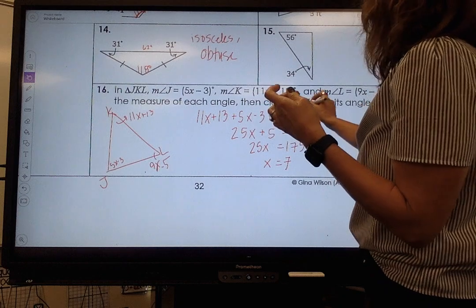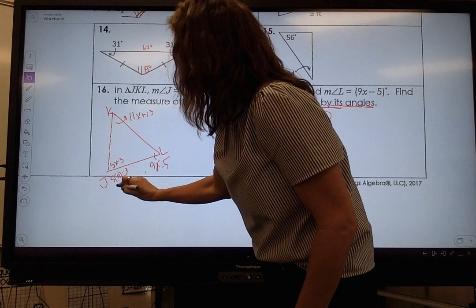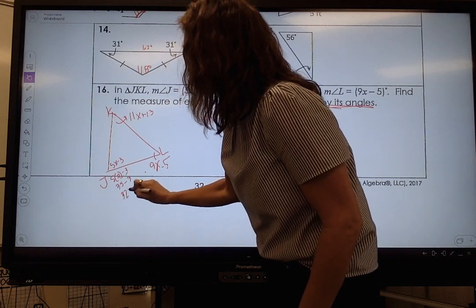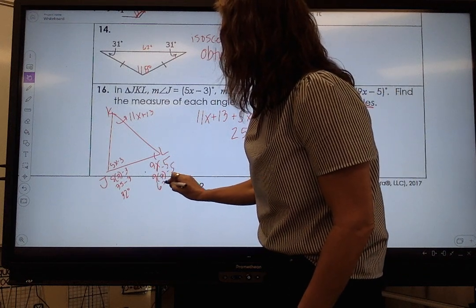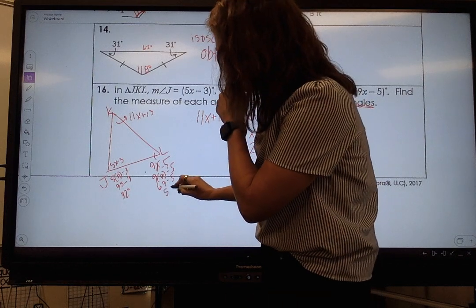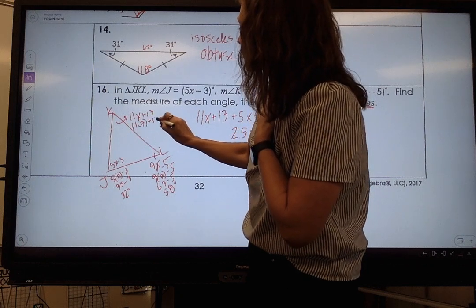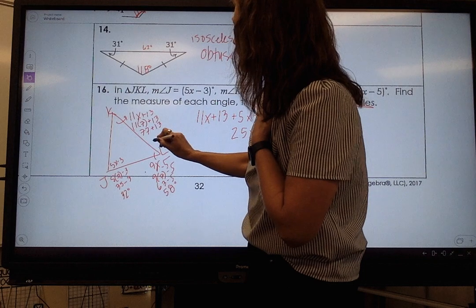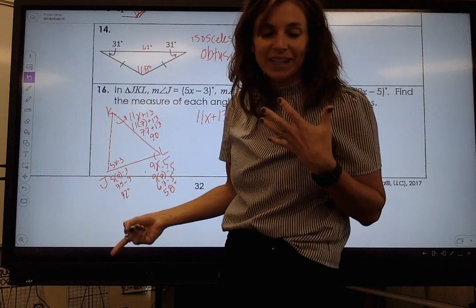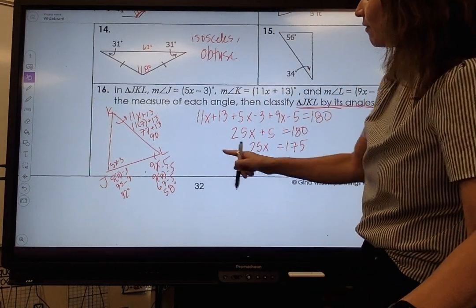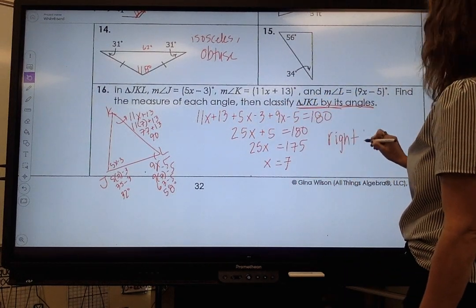But now I have to classify by its angles. So I'm going to go back and I'm going to plug in 7. 5 times 7 minus 3, 35 minus 3 is 32 degrees. That guy's 32. 9 times 7 minus 5, that's 63 minus 5. That's, excuse me, 58 degrees. And then 11 times 7 plus 13 is 77 plus 13, and that is 90. Now, clearly, my picture does not match my triangle, but it gives me something to go off of. So I've got 58, 32, and 90. So I know it's going to be a right triangle.